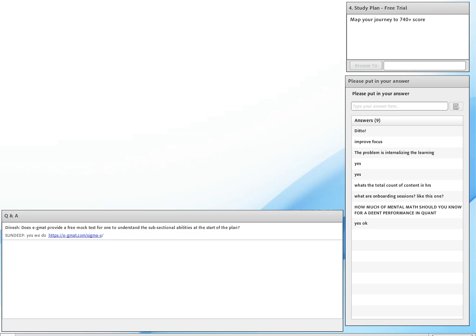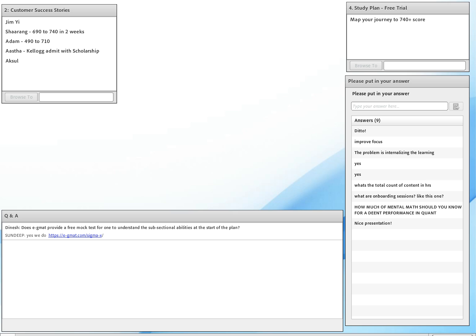How much mental math should you know before a decent performance in quant? Not a whole lot. You should know some basic things, but remember, quant is about being methodical, very similar to verbal. Quant is about following the process skills. In fact, we have the quant launch you can attend.